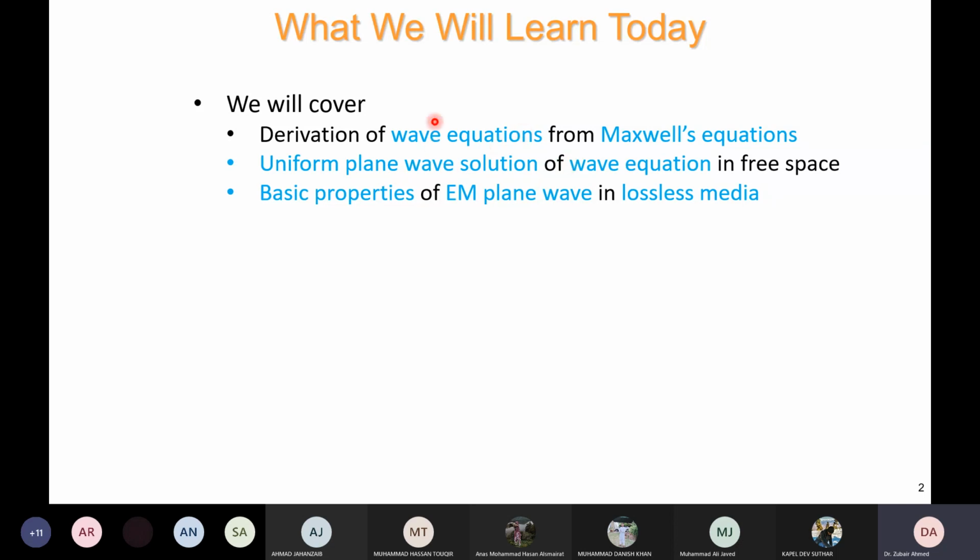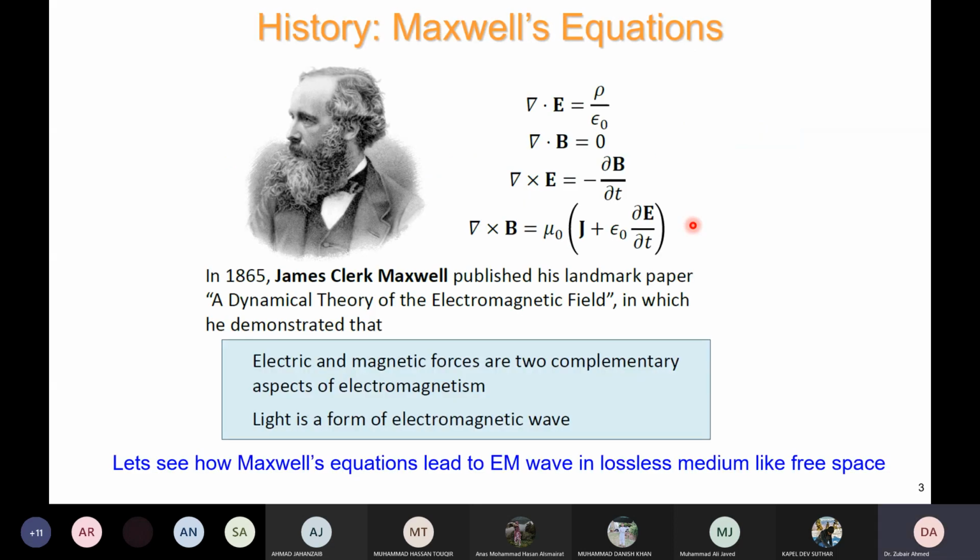Then we will try to solve this wave equation using an assumption or approximation of a uniform plane wave. And then we will study the basic properties of electromagnetic plane waves in a lossless medium. So these are the four Maxwell equations, which are the basis of any electromagnetic phenomena. We have two divergence equations and two curl equations.